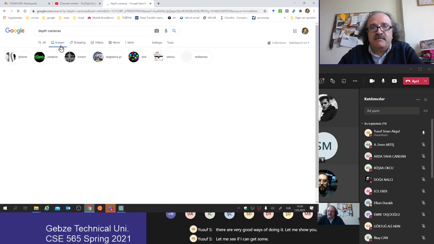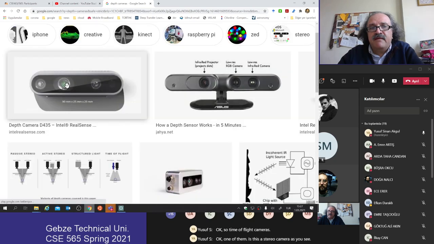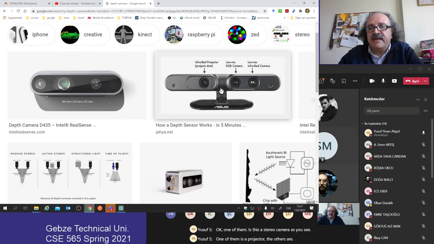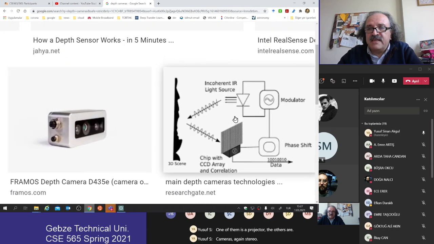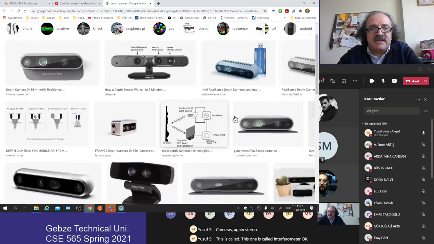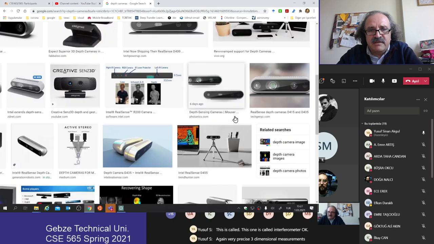Time of flight cameras. One of them is a stereo camera. As you see, one of them is a projector, the others are cameras, again stereo. This one is called interferometer. Again, very, very precise three-dimensional measurement stuff. These are all depth stuff.